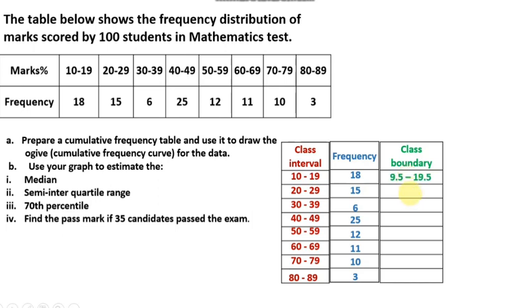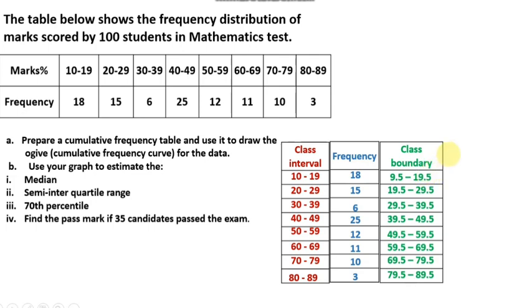Then we have 19.5 to 29.5, 29.5 to 39.5, 39.5 to 49.5, 49.5 to 59.5, 59.5 to 69.5, 69.5 to 79.5, and 79.5 to 89.5.